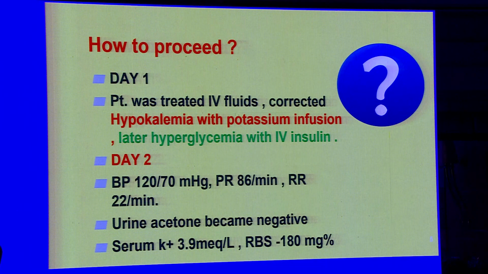If potassium is less than 3.3, that is a contraindication for IV insulin, because insulin increases the potassium entry into the cell earlier than the glucose entry. So as you give IV insulin, the potassium goes in, and fatal hypokalemia and fatal arrhythmia may occur, and the patient may die of arrhythmia. So the patient was treated with IV fluids.